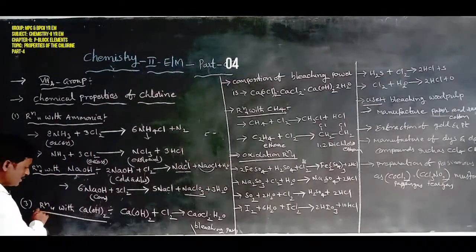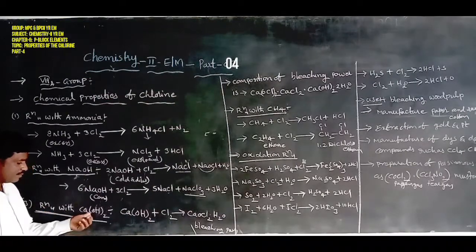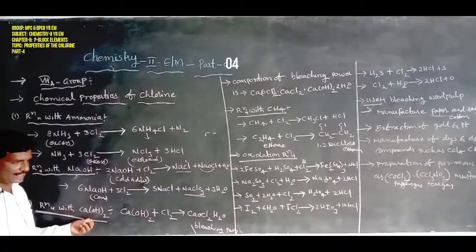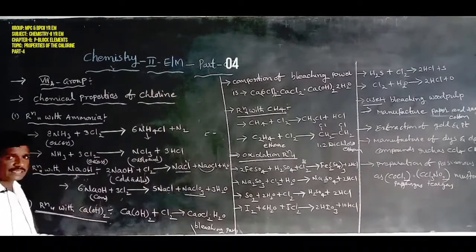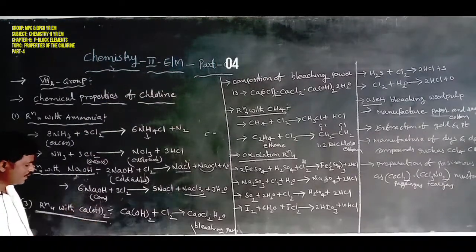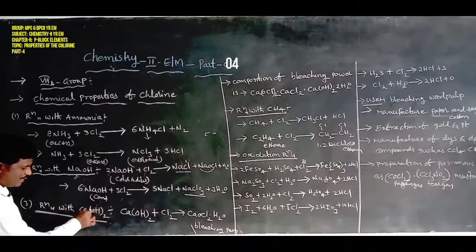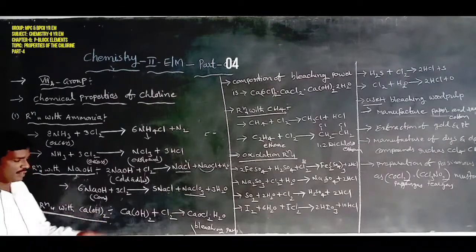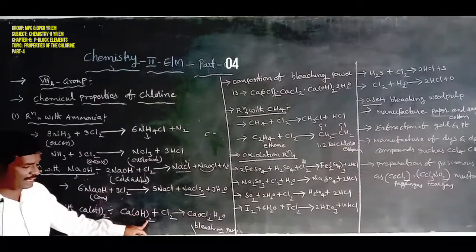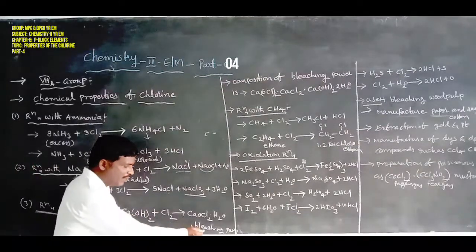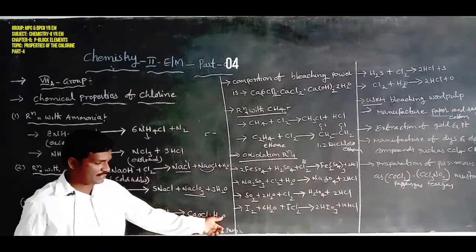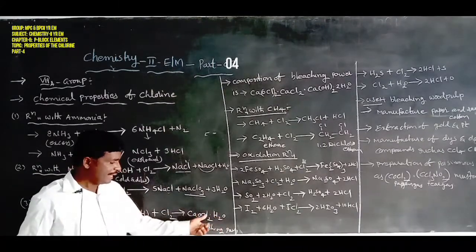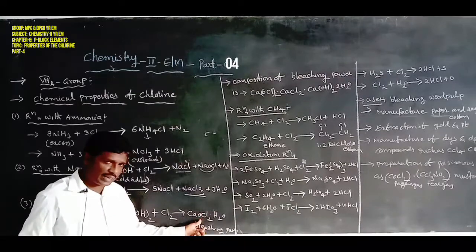Next, the reaction with calcium hydroxide, formula Ca(OH)2, also known as slaked lime. Chlorine combining with calcium hydroxide forms bleaching powder. Bleaching powder has the formula CaOCl2.H2O, also known as hydrated calcium oxychloride.